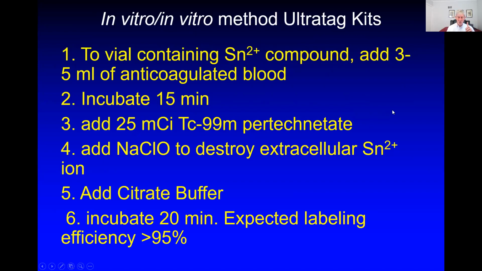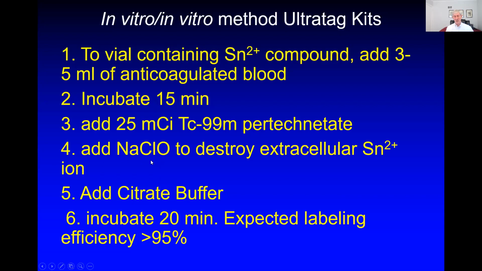Now watch this cool step here. We add sodium hypochlorite. What that does is it destroys any tin that is outside the red cells, but fortunately not inside the red cells. And that prevents labeling of albumin. And then we buffer it. Anybody know what household product sodium hypochlorite is? If you're a label reader, you might know. That's Clorox bleach.